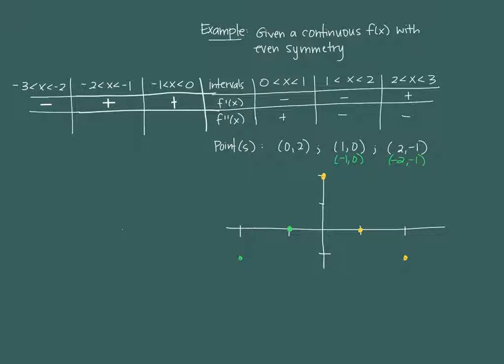Okay, the concavity does not reflect. That's where it's the same. Plus, minus, minus. Things that are concave up are still concave up when you reflect them over the y-axis. But things that are increasing are decreasing when you reflect them.